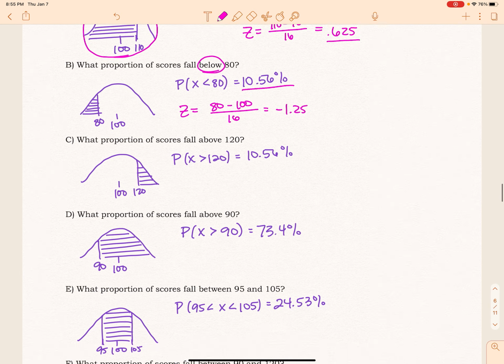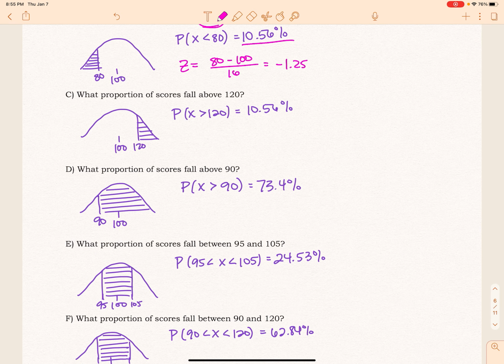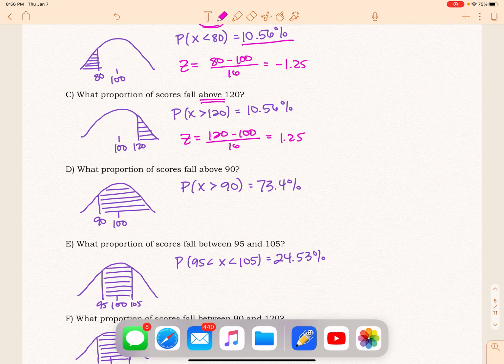All right. Okay, this is important. We need to look at C because it's different. It's above. This will change things. So I'm going to find my z-score. Notice that it is the same z-score as you got on part B. It's just positive because 120 is the same distance away from 80. Magic. So I'm going to look up positive 1.25.